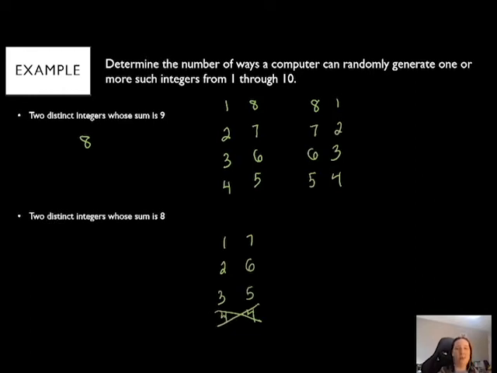It says 2 distinct integers whose sum is 8. So I can also pick a 7 and then a 1, 6 and then a 2, and then a 5 and a 3. So we have 6 different choices here.